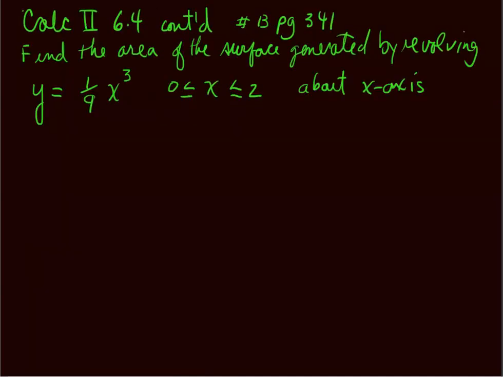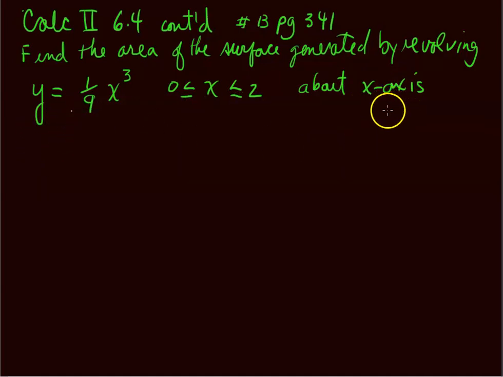So, this is Calculus 2, Section 6.4, continued, Problem 13, page 341. We're supposed to find the area of the surface generated by revolving this function from 0 to 2 about the x-axis. How do you solve these kinds of problems? It's similar to when we were solving volumes, but because this one is an area, we have a formula that we can use.